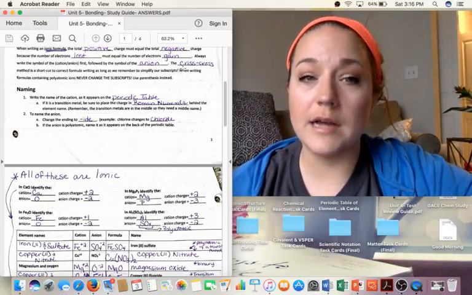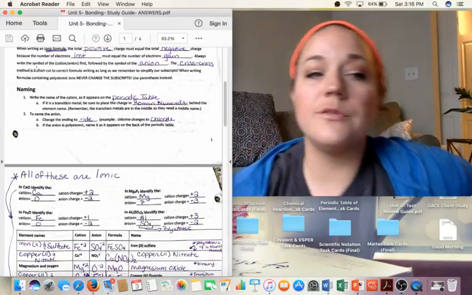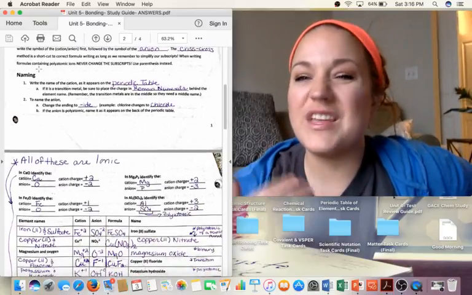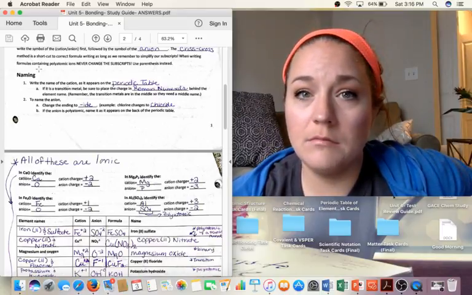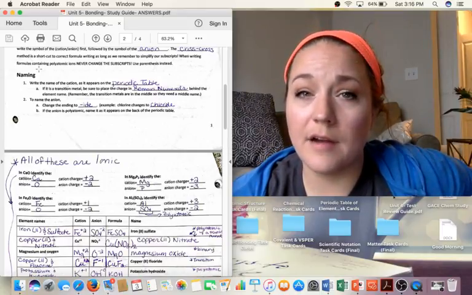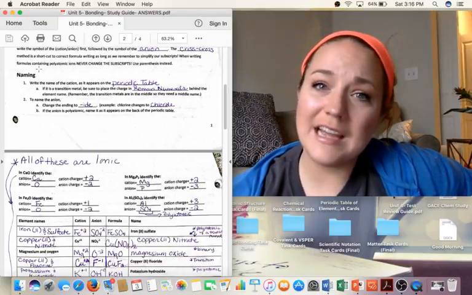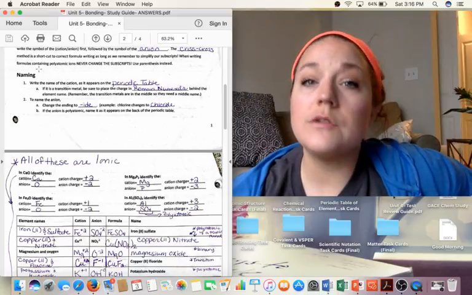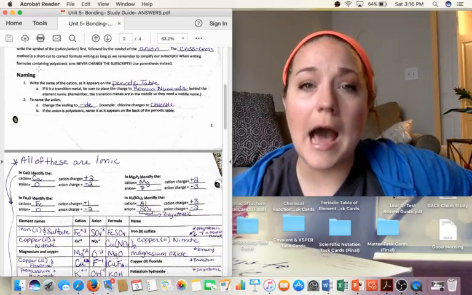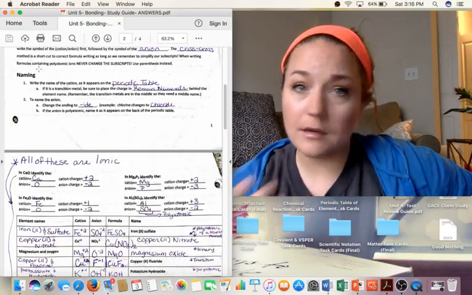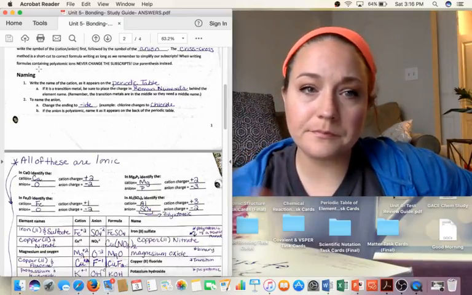So the crisscross method is what we used as a shortcut to be able to write formulas when they don't have an even charge. Sometimes a cation and an anion might be paired up, and let's say this cation had a +3 and your anion had a -2. The crisscross method was used to figure out how much of each element you need to write the correct symbols for the formula of the compound.